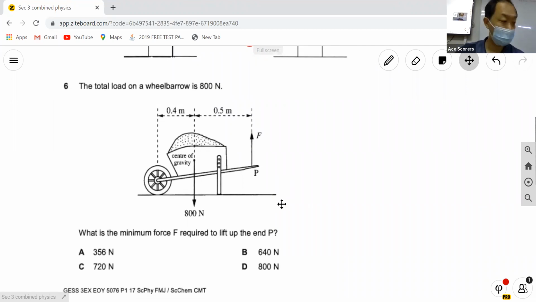Next. What's the minimum force required to lift up the P? Given? Lift up P. Lift up here. Moment. A. 6 is A. Yeah, you're right. How do you get this? Find the moment first. What's the clockwise moment? 800 times 3.4. Huh? You don't know? Then how you get guess one? No, because it's common sense. Come on. Where? How come? This one, 800 times this one.